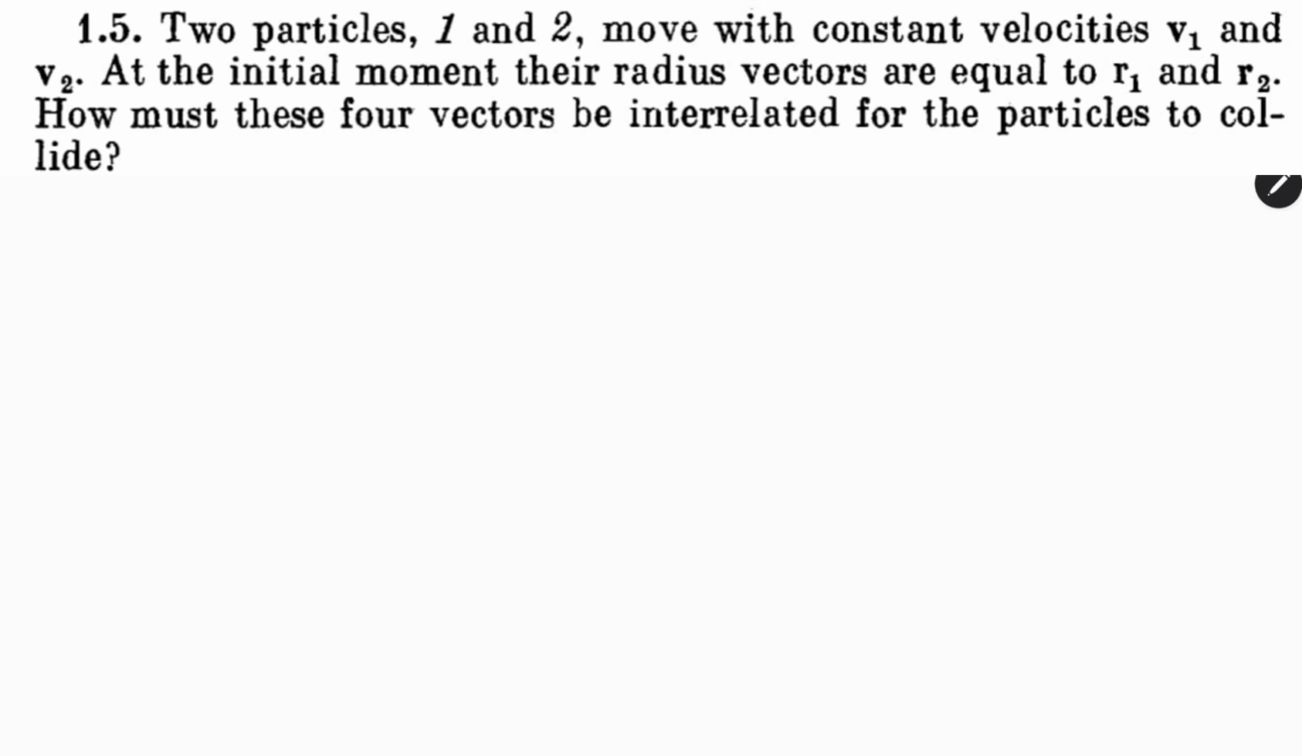and the problem states: two particles 1 and 2 move with constant velocities v1 and v2. At the initial moment their radius vectors are equal to r1 and r2. How must these four vectors be interrelated for the particles to collide?